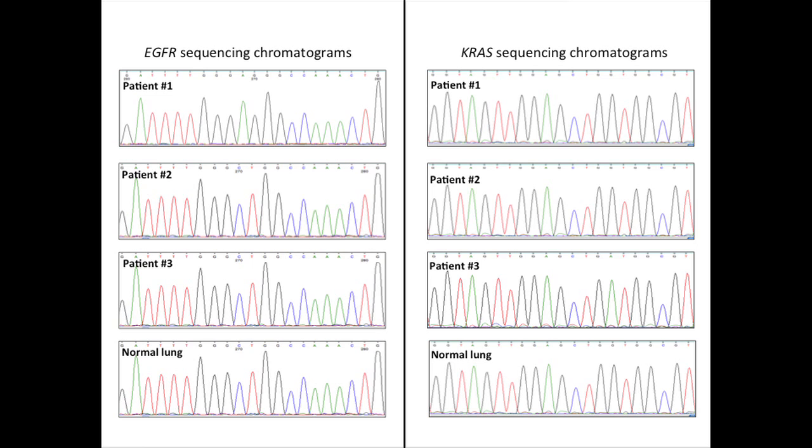Each color represents one base from the patient's DNA. Your assignment is going to be to look at 2 genes that are commonly mutated in lung cancer patients, EGFR and KRAS, and to evaluate the chromatograms from each patient's DNA for each of those genes. I'm going to give you a couple of minutes now to talk to your classmates and your teachers and determine which genes have mutations in which patients.